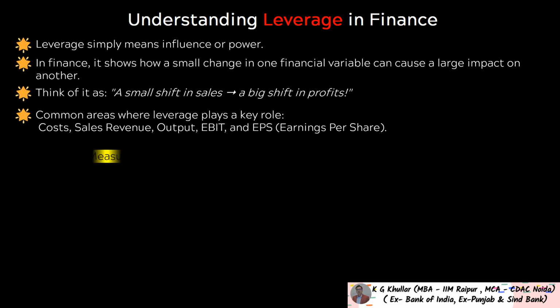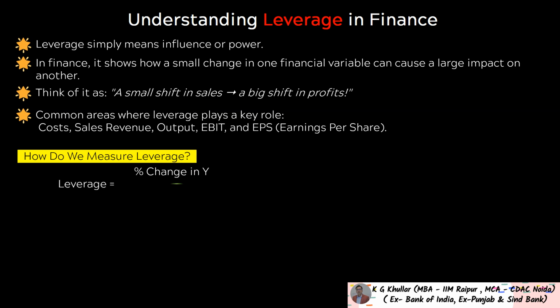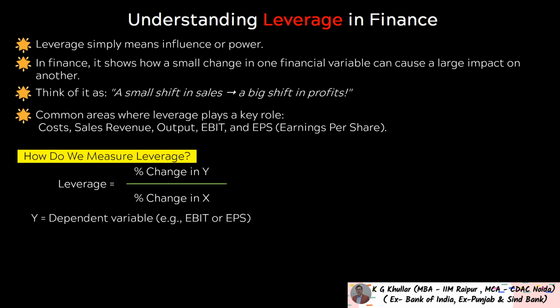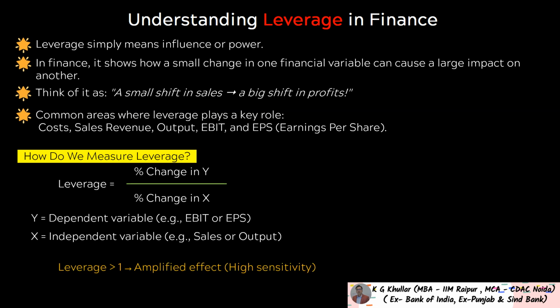Next, let's move to the most important part, that is the formula. Leverage is simply calculated as percentage change in variable Y divided by percentage change in variable X. In simpler words, the leverage tells what's the impact on one variable, say earnings, when another variable like sales changes. This helps us understand how sensitive our profits are to changes in inputs like sales or cost. So friends, whenever you see a leverage number, if it's more than 1, then there's a magnifying effect. On the other hand, if it's less than 1, then the effect is dampening.